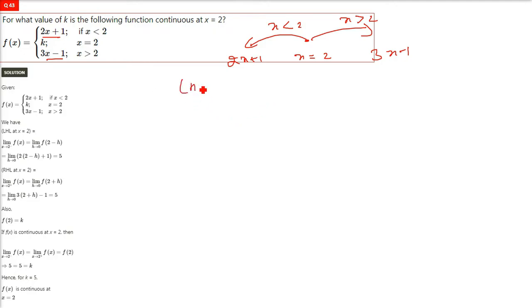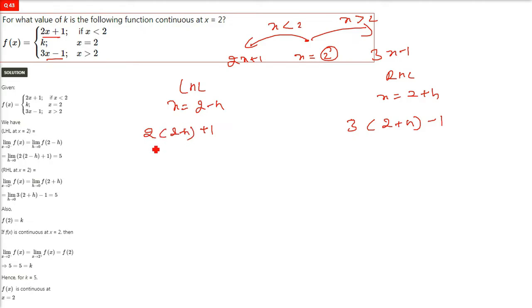So LHL will take, because we have to check at 2, so we'll take 2 minus h. RHL will take 2 plus h. Okay, and what is the function? 2x plus 1, so 2 into 2 minus h plus 1 it is. Here, because it is 3x minus 1, so 3 into 2 plus h minus 1. Okay, let's do this one. 4 into 2, this is 4 minus 2h plus 1, 6 plus 3h minus 1.